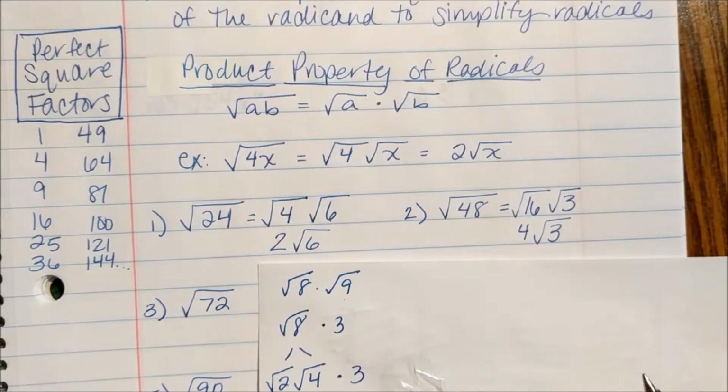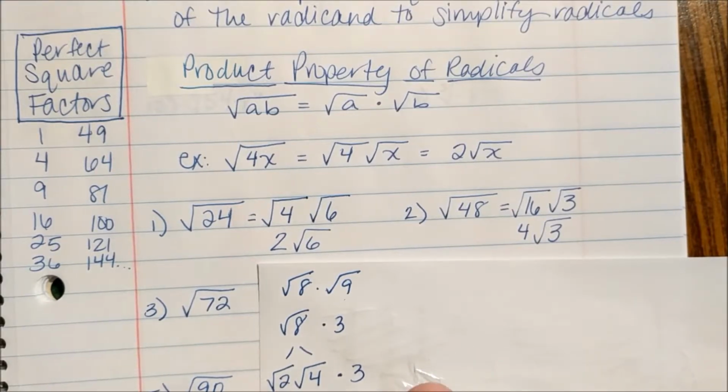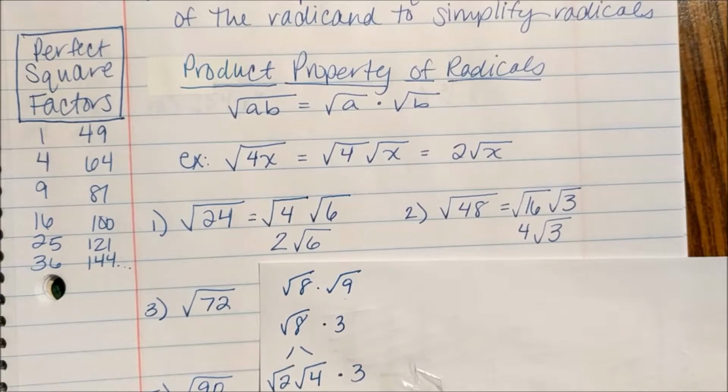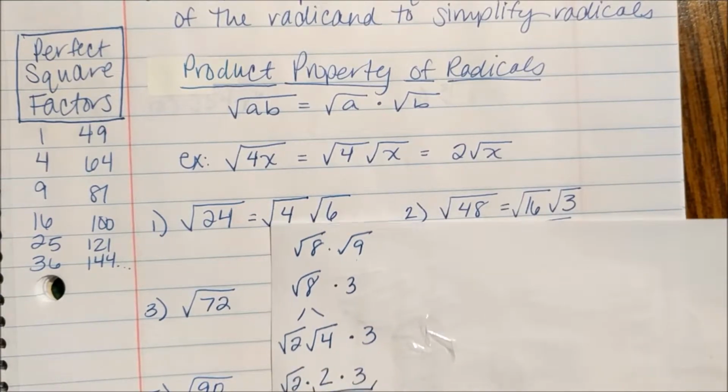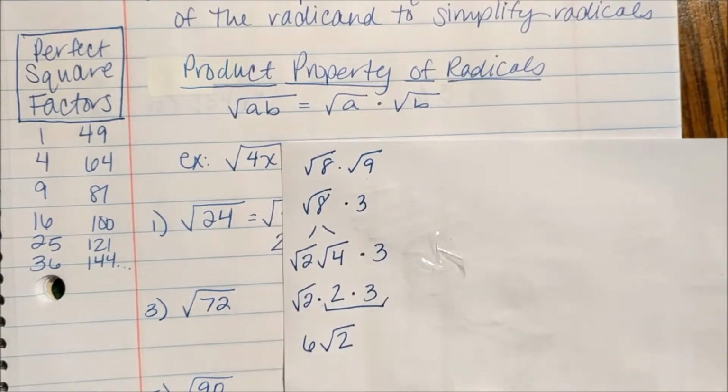So we would simplify the square root of 4 down to 2. We have the square root of 2 over here times 3. I can simplify by multiplying these two together to give me 6 square root of 2. Now we're going to pick a different set of factors, and when we do, we're going to see that it shortens our process up a little bit.